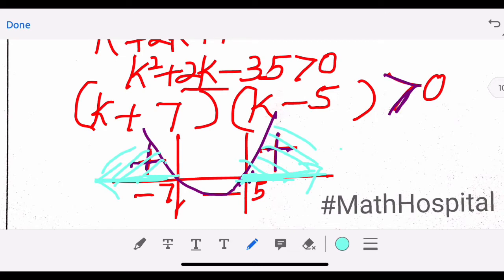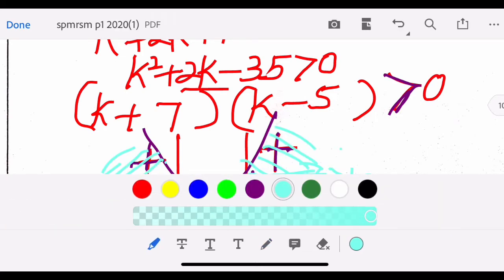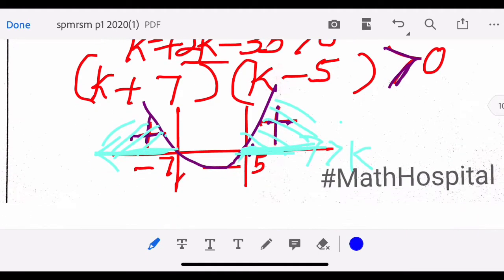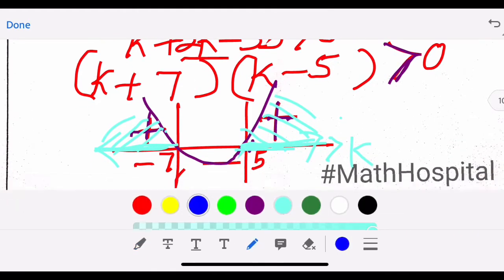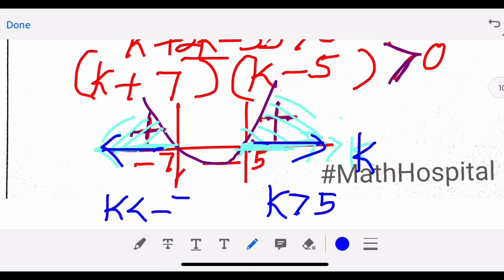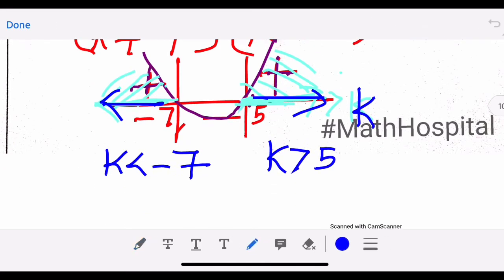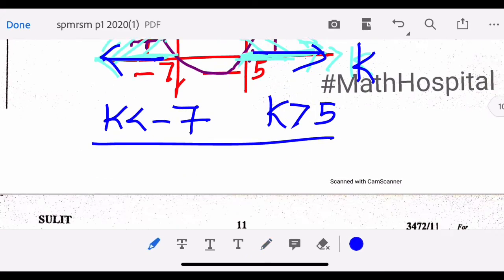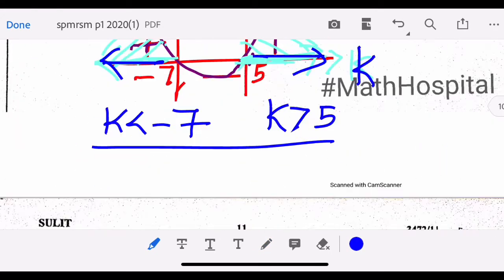It seems like for the k, we don't have x, right? So please be aware that this is k. So the k heading to the right is more than 5, and the k heading to the left is k less than negative 7. Alright, so these are the two answers for the inequality. Okay, so we have solved that.